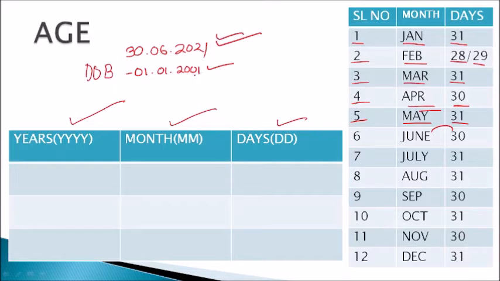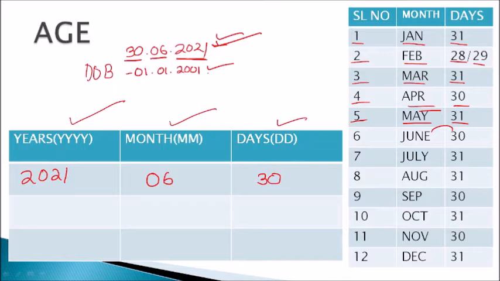Whenever you do this kind of calculation, first of all write the present date, and you'll start with the year. So you'll write the year first here, 2021, and in case of month it's June, so in place of month you'll write 6. Now in case of days, it's 30, so you'll write 30 here.